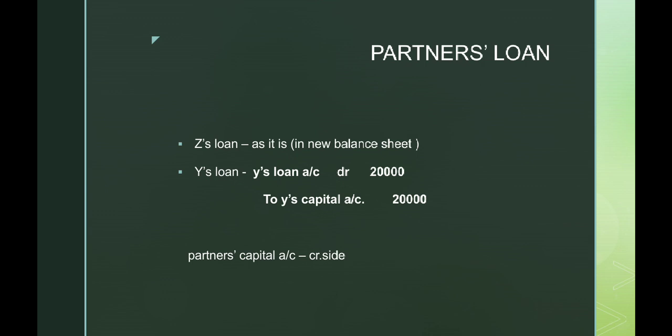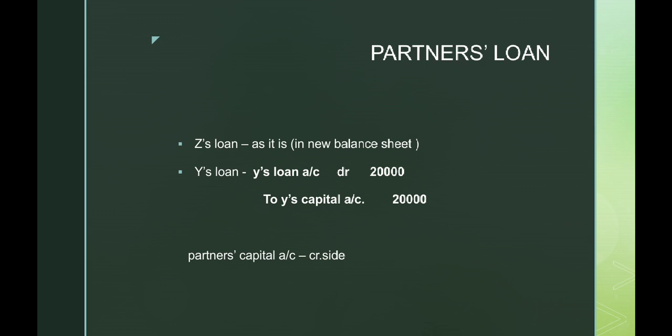Now, talking about the loan of Y. Y is going to retire, so obviously the amount of loan is to be repaid to Y. The journal entry for the repayment of the loan of Y is presented here. It is Y's loan account debit to Y's capital account. That means the loan account has been closed and the amount is credited to his capital account. It is given on page number 230 in your textbook, the same journal entry.